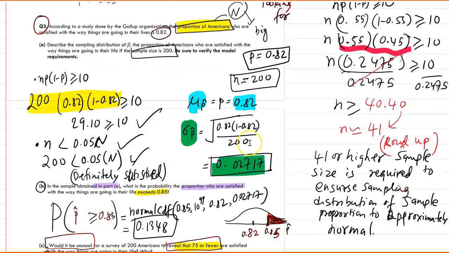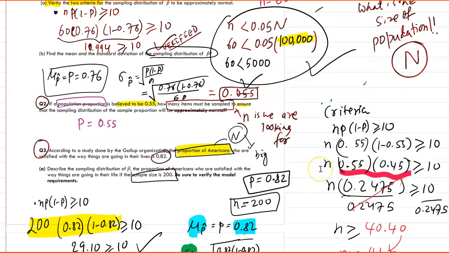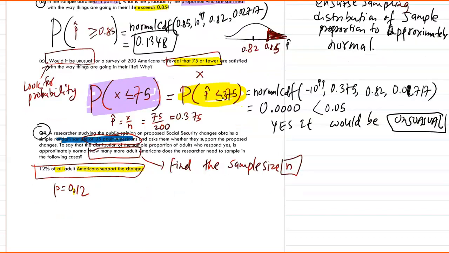Again, this is pretty much the same as question number 2. You're looking for n. That's exactly similar, but here 12% is p. Why? It says 12% of all adult Americans support the change. That means 12% here is the proportion for all Americans, so p equals 0.12. Makes sense? Okay, let's find the n here.